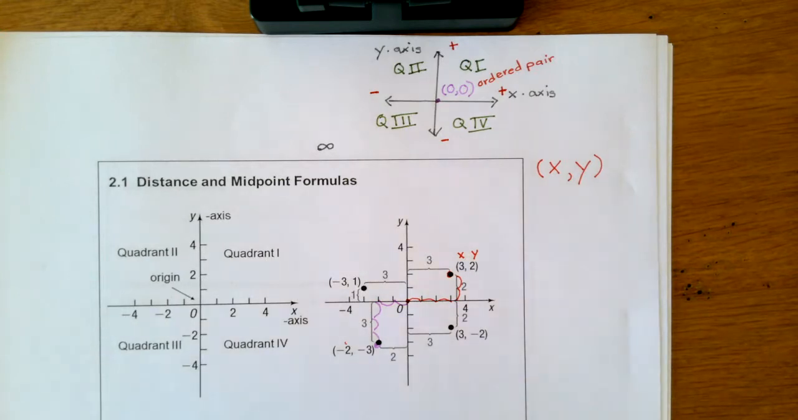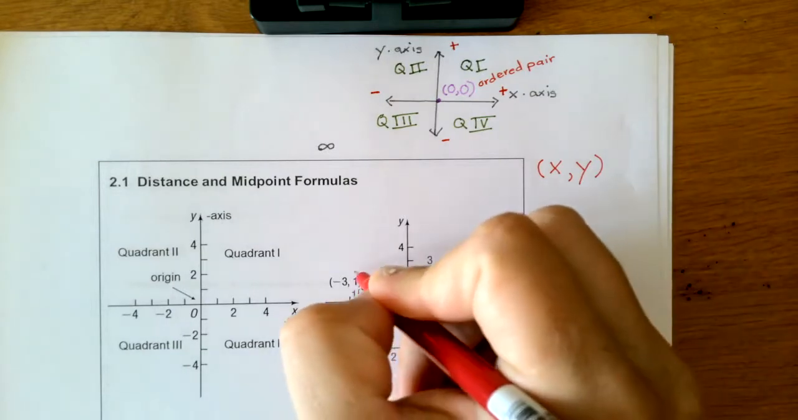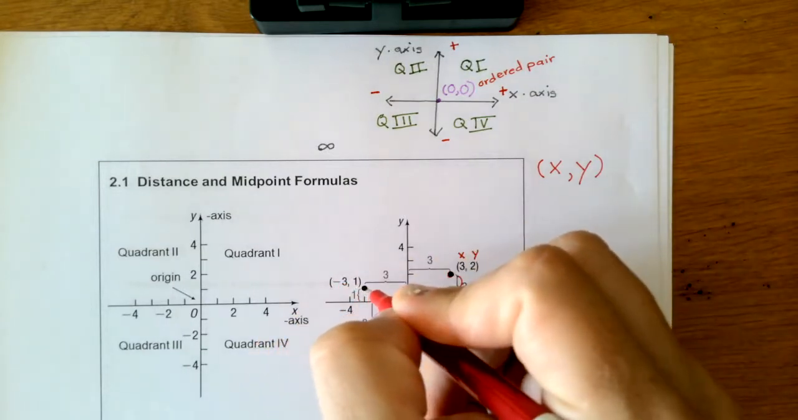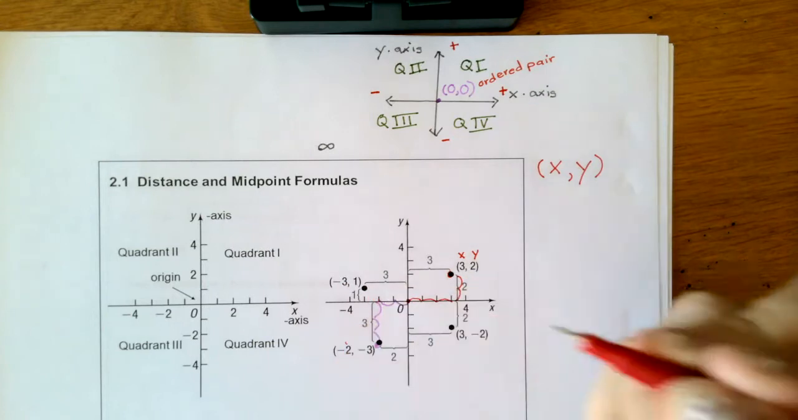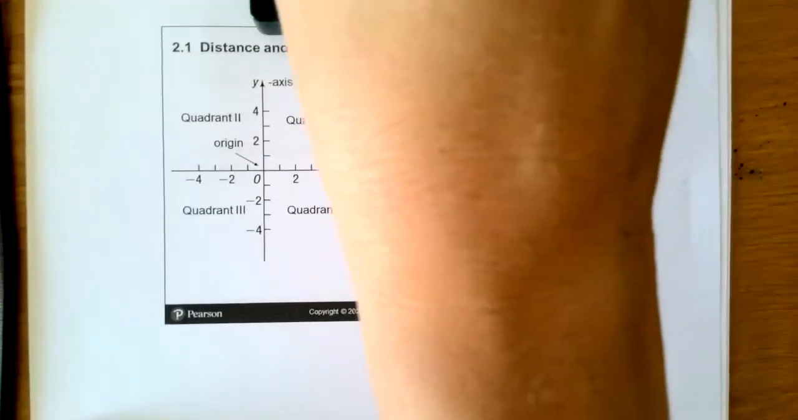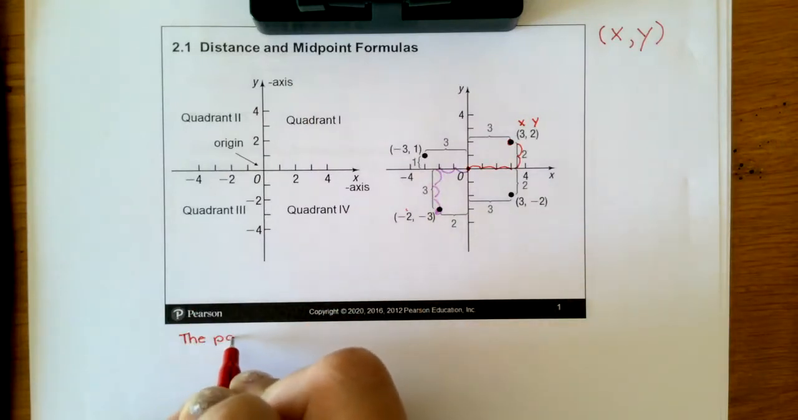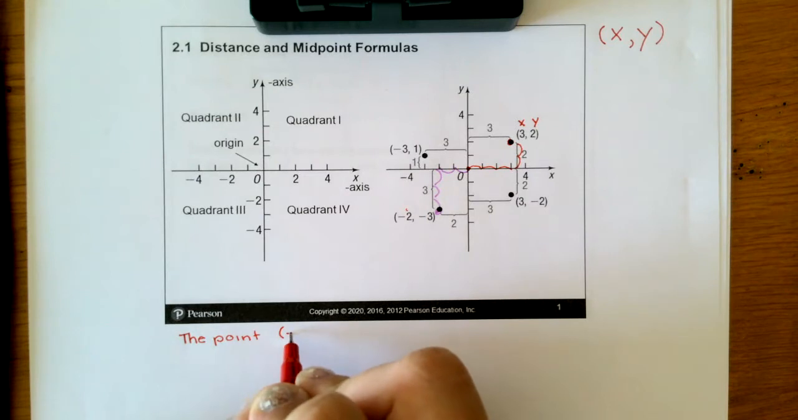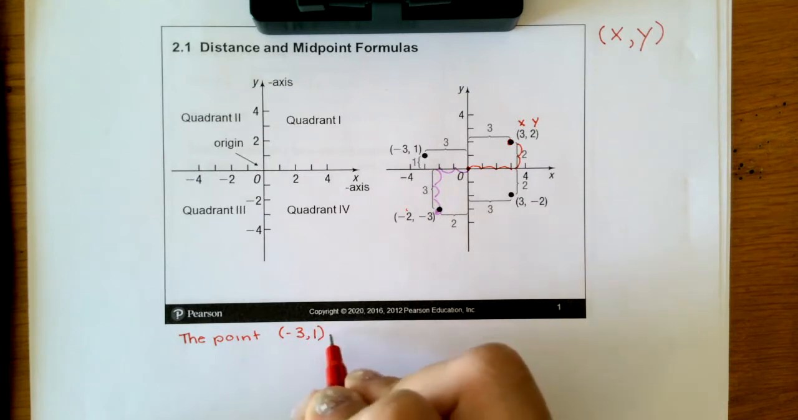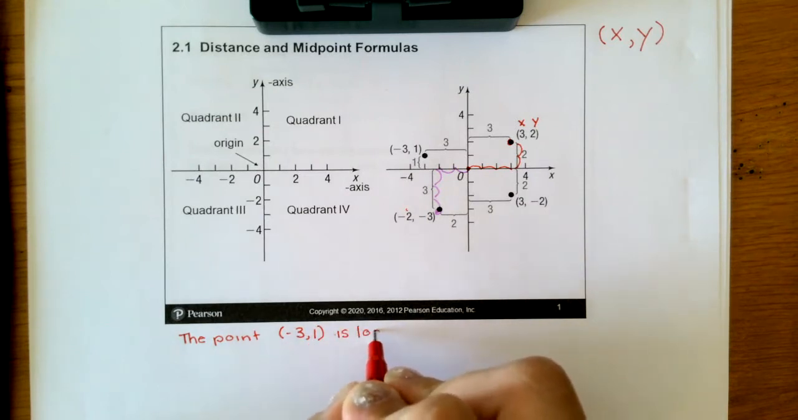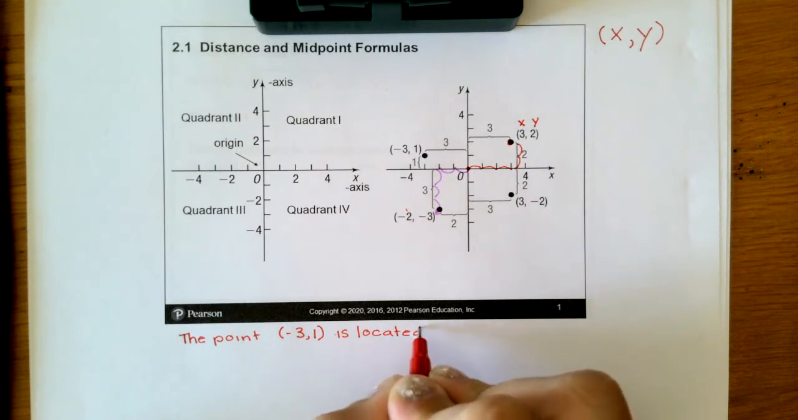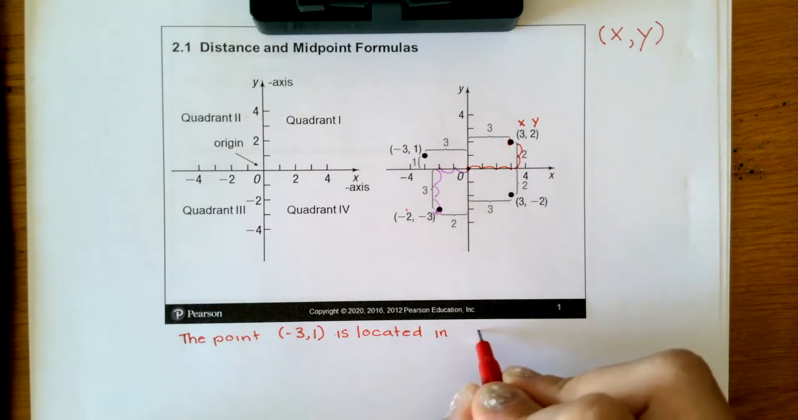Where points are on the quadrant. Let's do that really quickly. So this point, -3, 1, this would be in quadrant 2. Yeah. Let's write that down. The point -3, 1 is located in quadrant 2.